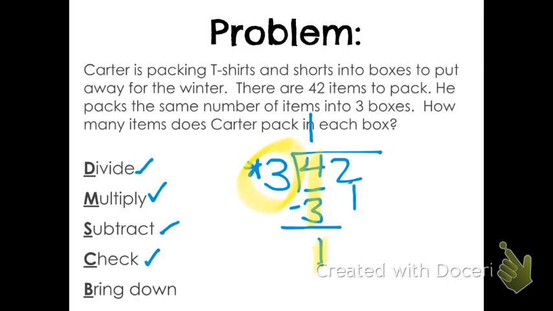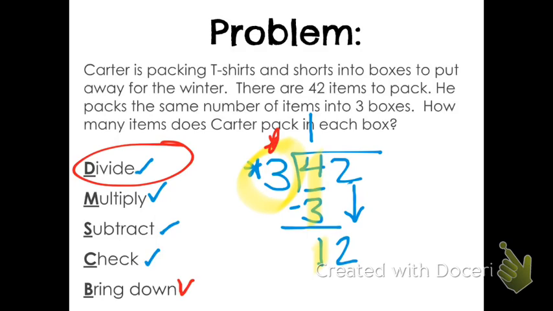The next thing is to bring down just the next digit next to it. So I have a 2, and I'm going to bring that down. So now I'm trying to figure out how many times 3 goes into 12. Once I've gone through all of my steps in long division, I start back over at the top with division. So the 3 is still the number I'm dividing. So I think to myself, how many times does 3 go into 12?